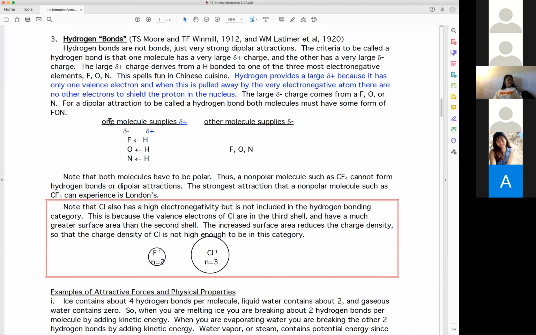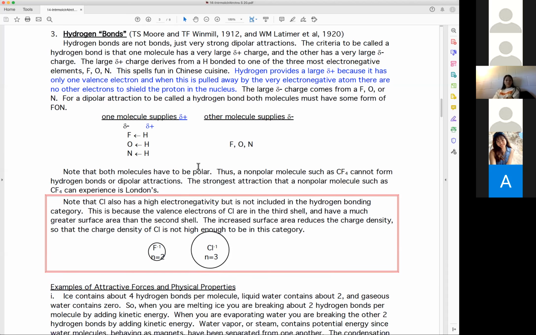So one molecule has to supply the very large partial positive. That's the F, O, or N bonded to the hydrogen. So you're pulling those electrons away from the hydrogen, leaving the large partial positive charge. And then where does the large partial negative charge come from? One of the F, the O, or the N. So in other words, both molecules in the hydrogen bond have to have some form of FON. Okay.